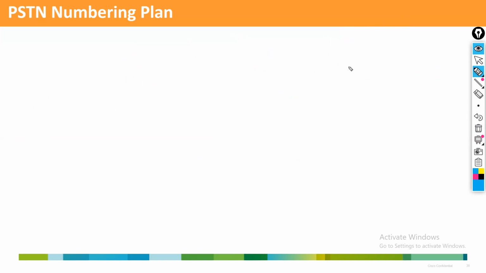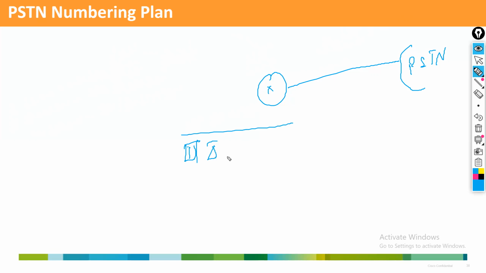Now coming to the telephone network here. I'm having a PSTN, then the same router. It can be any connection, analog or digital. Internally I'm having phones. Any phone you can take, either an analog phone or an IP phone. For example, I have an IP phone, an analog phone, all the different phones.